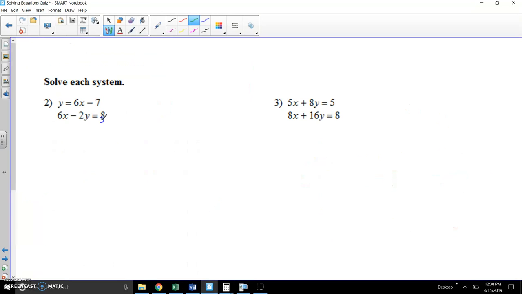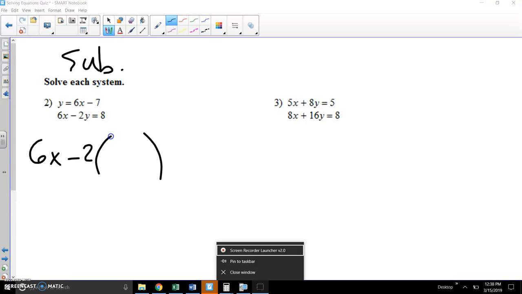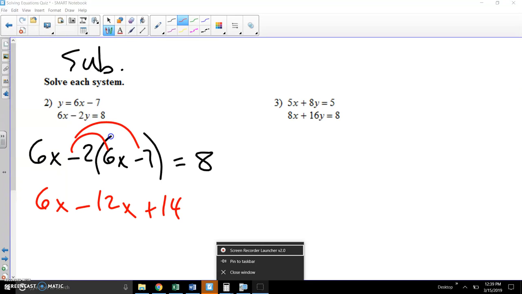So the first system we're going to use substitution. Substitution means I'm going to write the second one, but instead of using y, I'm going to create a space where you can substitute what y equals. And so that gives you 6x minus 7 in the parentheses. So let's distribute and see what we get. 6x, negative 12x, plus 14 equals 8.